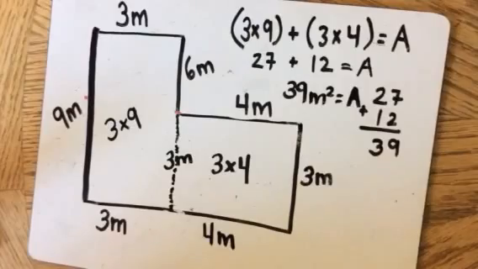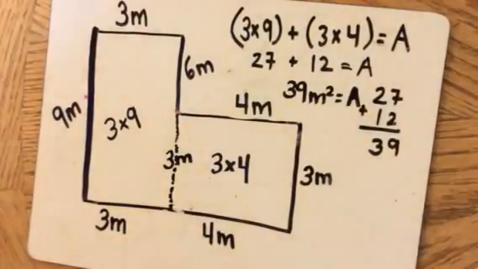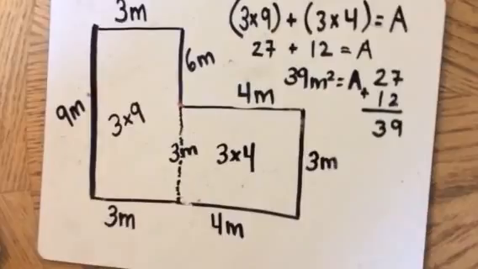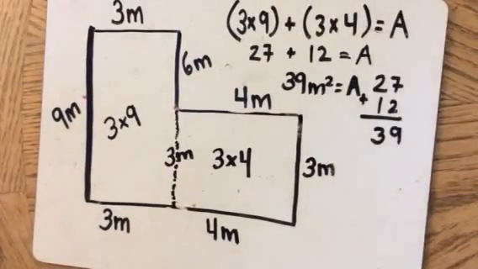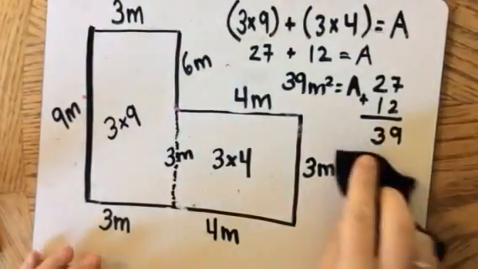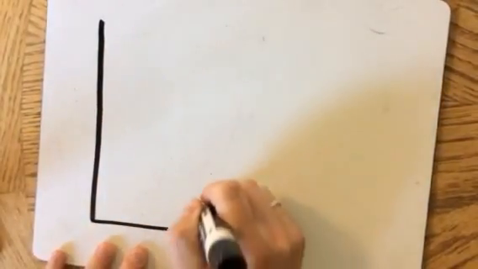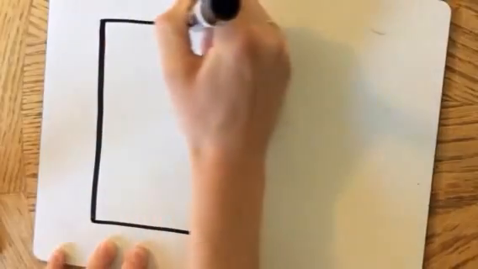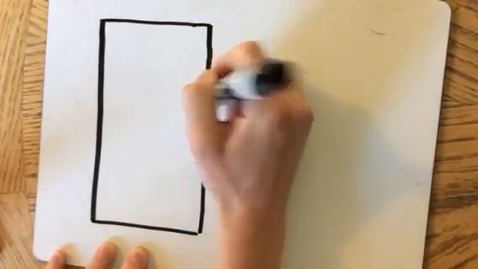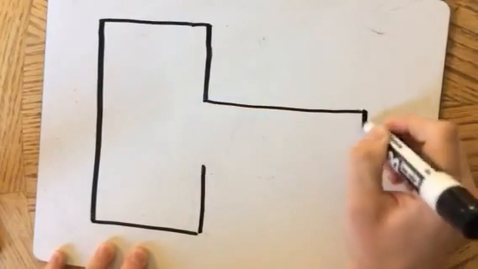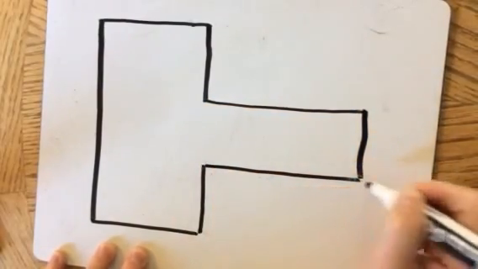Great job. So this is just a review on how we can find the area of those shapes that are not perfect rectangles. Let's do one more, and I'm going to come up with this one too. All right, here's our shape. Maybe this is like some shape in my house and I need to find the area.